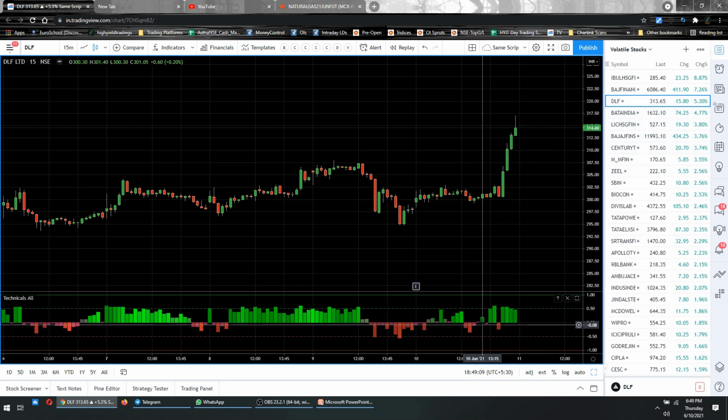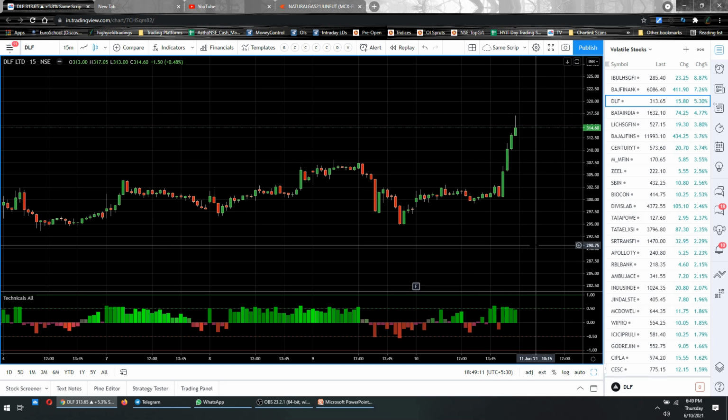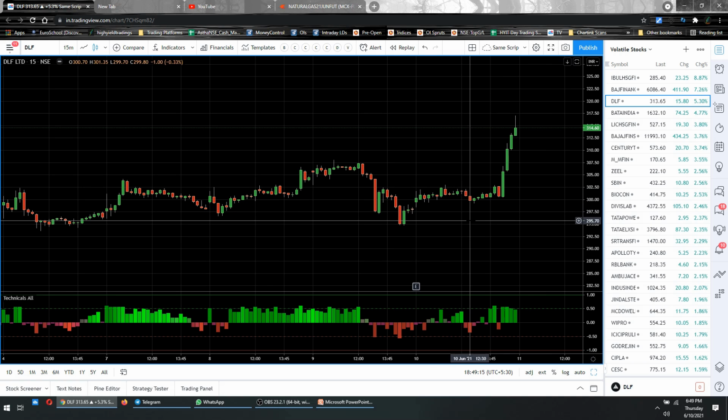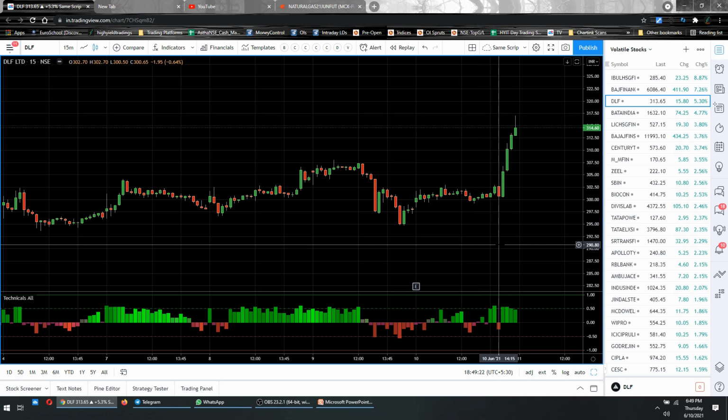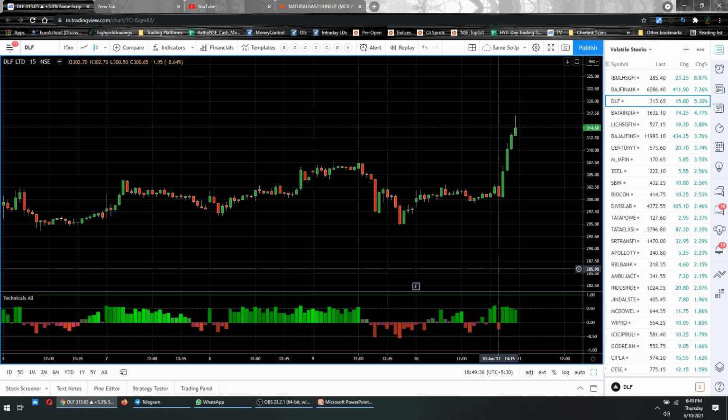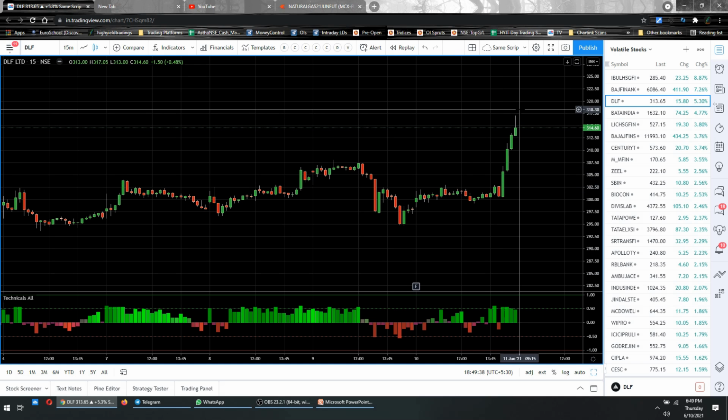So here in DLF, what happened? It was in the uptrend, and we need to find the histogram that breaches the plus 0.5 mark. Which is the candle? This is the candle, right? The 2 o'clock candle is the one which has breached the plus 0.5 mark. So you take a long entry at the 2:15 candle, and as you can see, it spiked up.